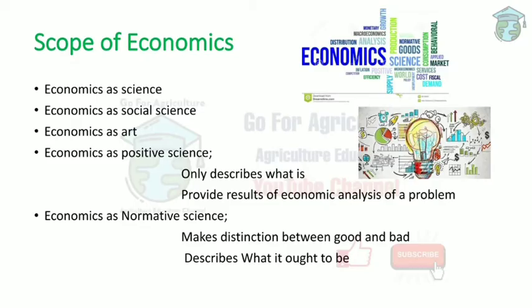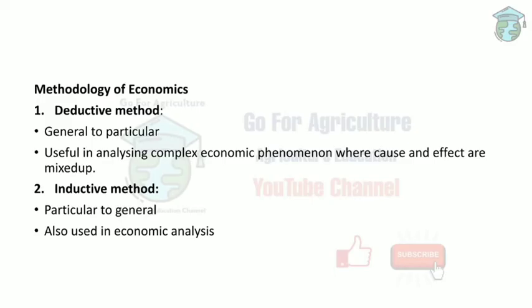In the case of normative economics, it makes a distinction between the good and the bad. In the positive case, we said there is 12% unemployment in the country. But in the normative case, we say there is 12% unemployment and we should come up with strategies to fill the gap. This is the difference between positive and normative. Positive only aims at results, but normative makes a distinction between good and bad. Okay, next, methodology of economics.